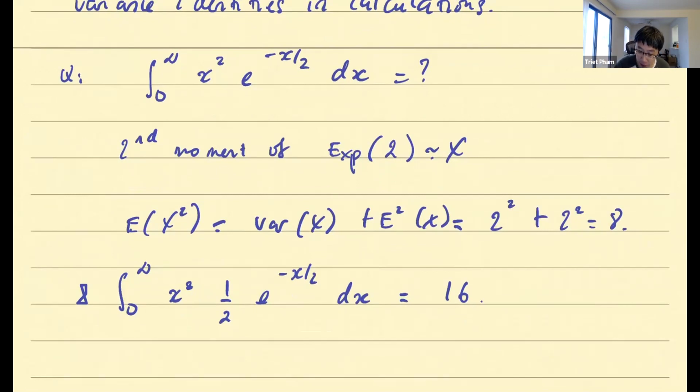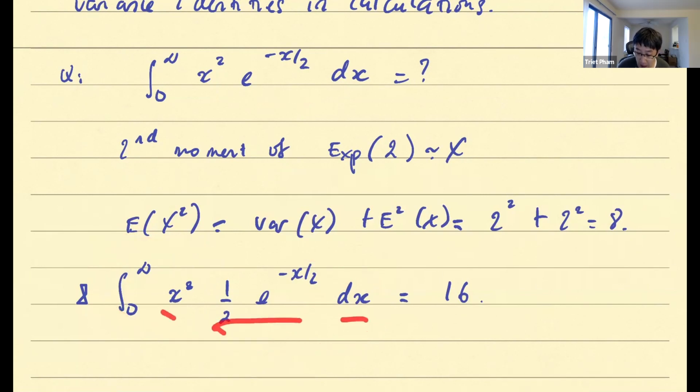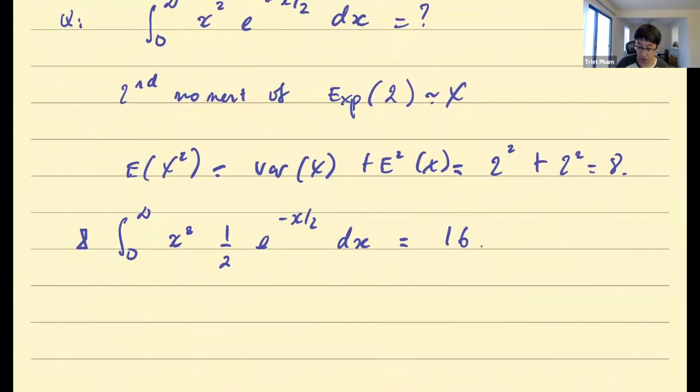The 1/2, Christine, is to line it up to be a density. That's the trick of the trade. Without the 1/2, this is not a proper density. When you write e to the minus x over 2 like this, what we have in mind is exactly this integral: x squared times the density of the exponential 2. Is that okay? Any question?